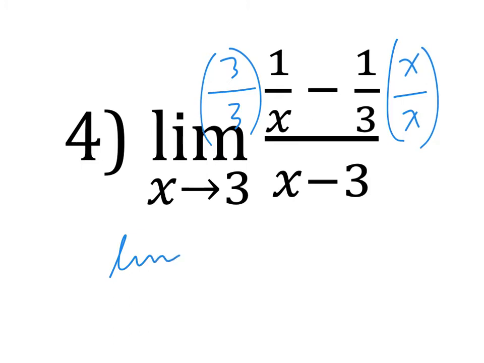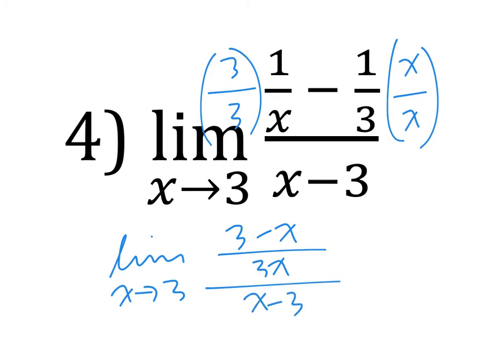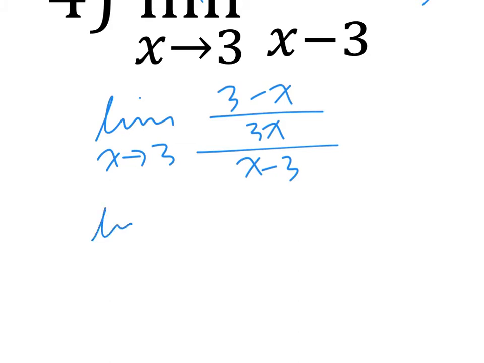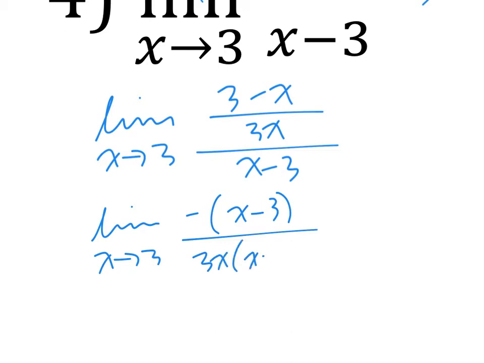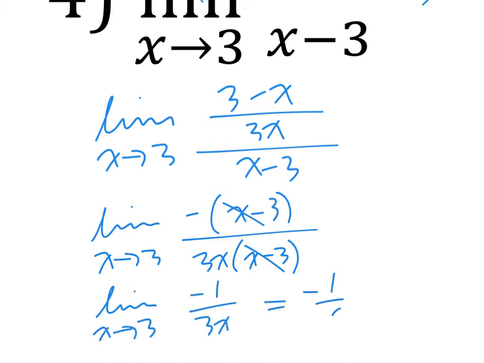Limit as x goes to 3 of (3 minus x) over 3x over (x minus 3). You can see that x minus 3 is probably going to cancel, but it's just in the wrong order, so we're going to have to change that direction. Take the negative out, x minus 3 over, and hopefully you remember that two denominators will combine. So that is 3x times x minus 3. That cancels, so we have a limit as x goes to 3 of minus 1 over 3x, so the answer is -1/9.